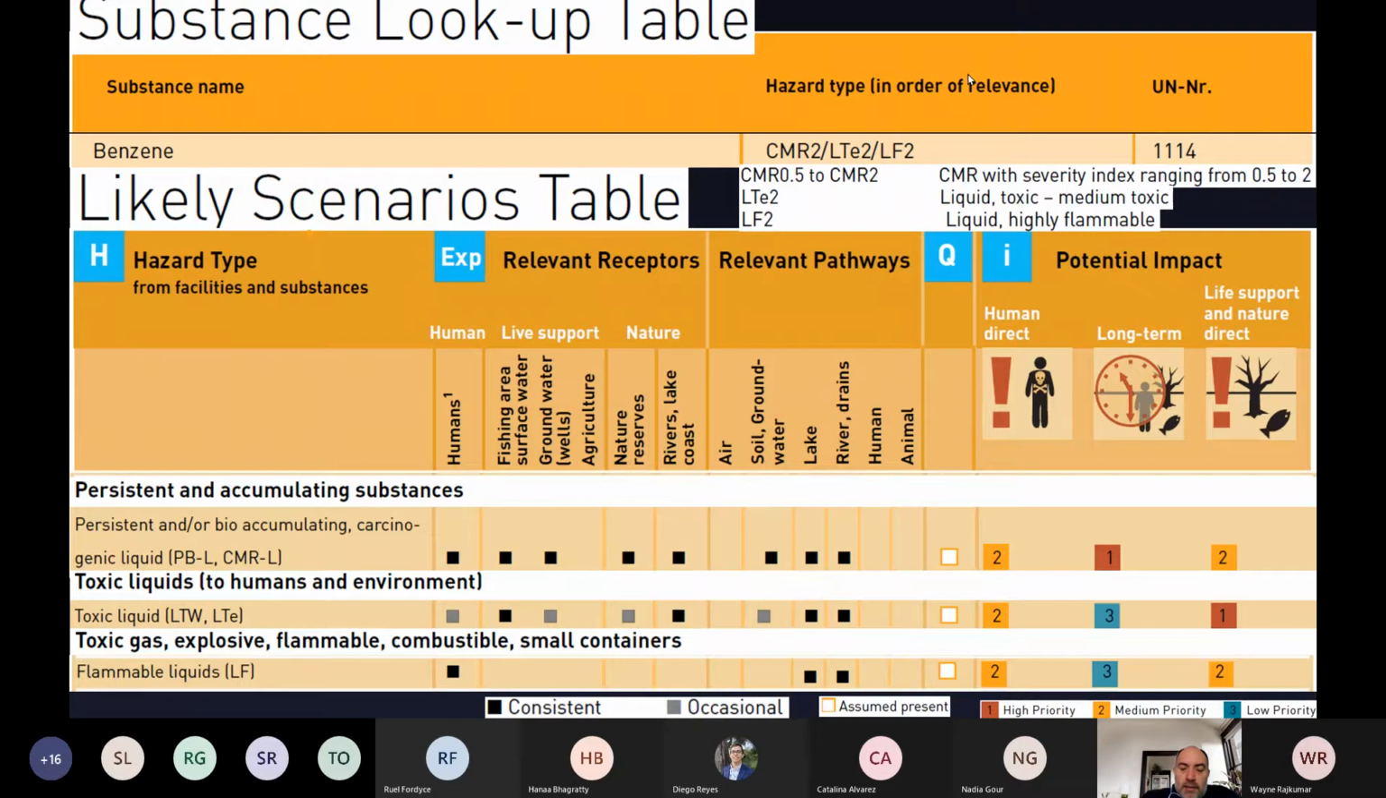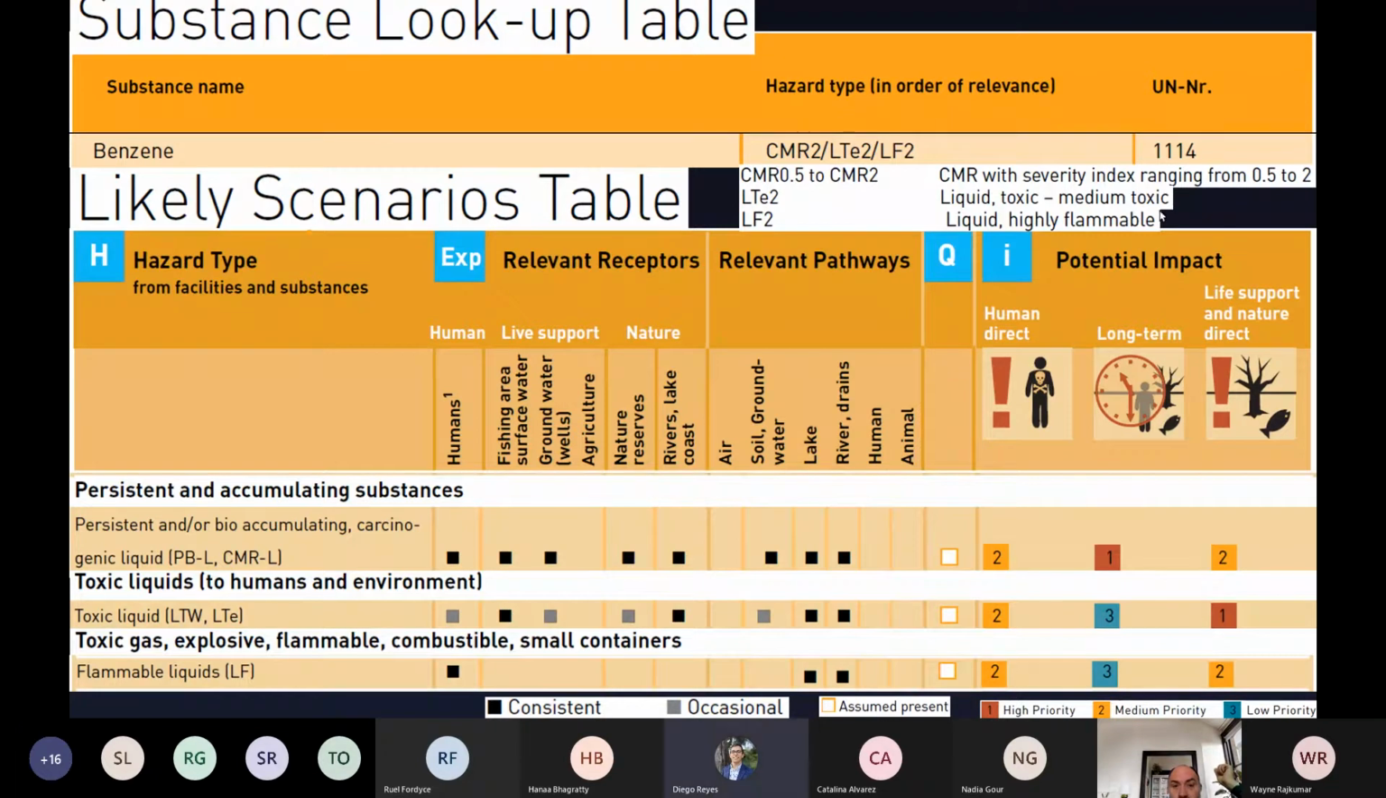I remember I had the same problem, but I finally found it. I think it's because benzene appears in part 3, substances with persistent and bioaccumulating or carcinogenic, mutagenic, and reprotoxic properties.